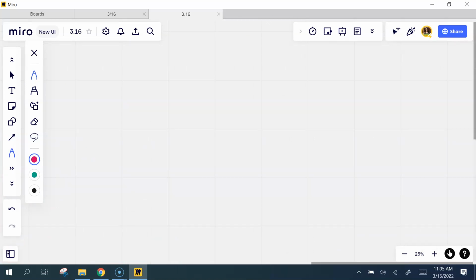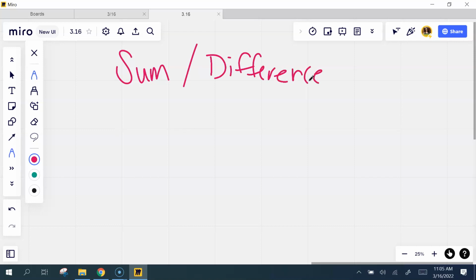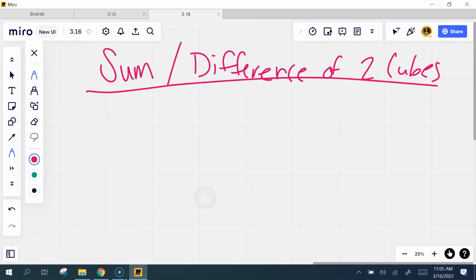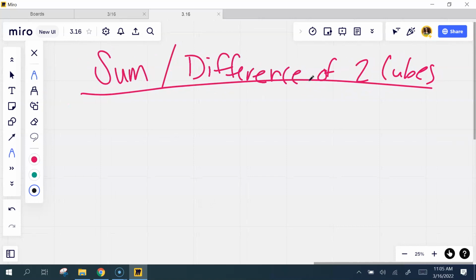Oh, that's a good question. I have the sum, and I always teach sum and difference of 2 cubes together. But the first question is, what is a perfect cube? Any guesses? You're exactly right. Y'all are exactly right. Times itself 3 times instead of twice.